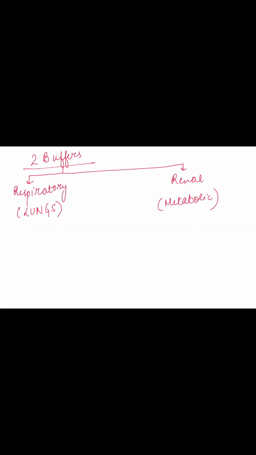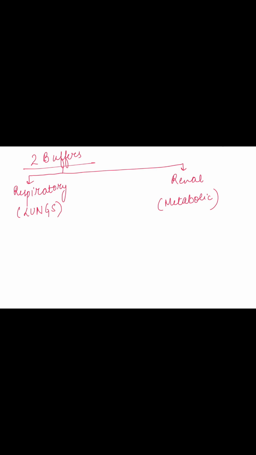Then we have two buffers. One is the respiratory, or you can call it the lung buffer response, and second is the renal or metabolic buffer response. Starting with the respiratory buffer response, a normal byproduct of cellular metabolism is carbon dioxide. Carbon dioxide is carried in the blood to the lungs, where excess carbon dioxide combines with water to form carbonic acid. The blood pH will change according to the level of carbonic acid present.